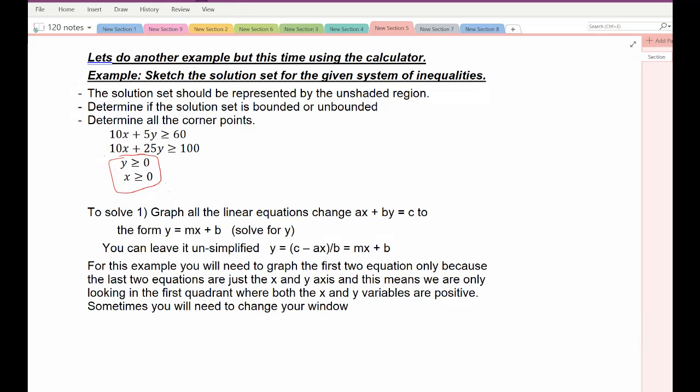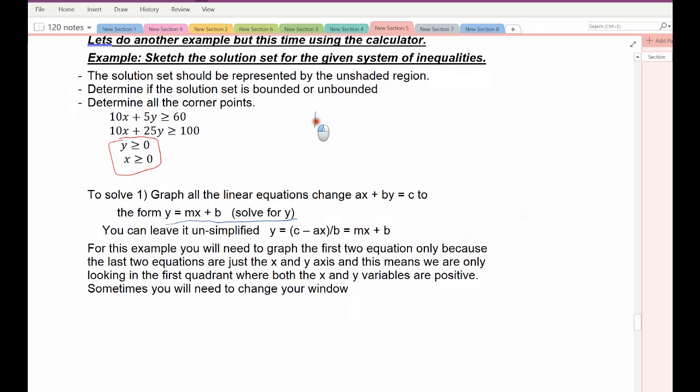Alright, how to graph it in the calculator. So remember, the first thing I have to do is graph my equations in the calculator. And to do that, I always have to solve for y. I have to put it in the form y equals mx plus b. That's how they go into the calculator. There's two ways you can do it. You can solve for y and leave it in the unsimplified case, or if you're one of those people who like to simplify to the mx plus b, you can. I won't. I will just write them out this way.